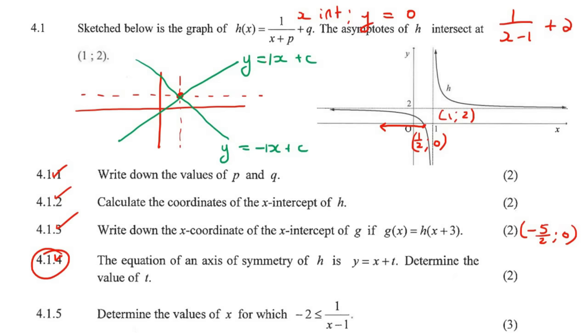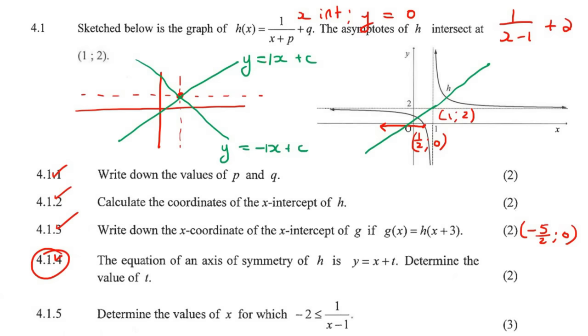That is always going to be true. So if you look carefully, they said that they want the symmetry line that has the positive gradient. You see it's got a positive 1x over there. So that means they are looking for this symmetry line. They're not looking for that one. So we're going to say y equals x plus t.